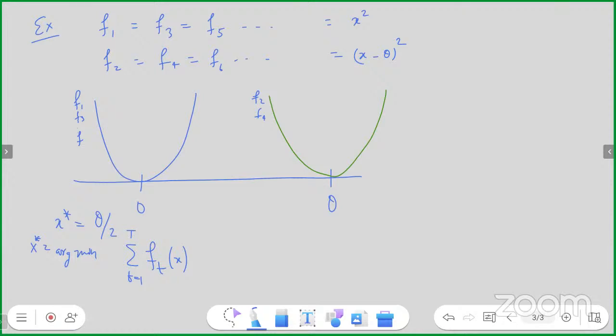Capital T is even. Okay. Otherwise, you will say no, no. So capital T is an even number. So it better be that this is my static optimum.